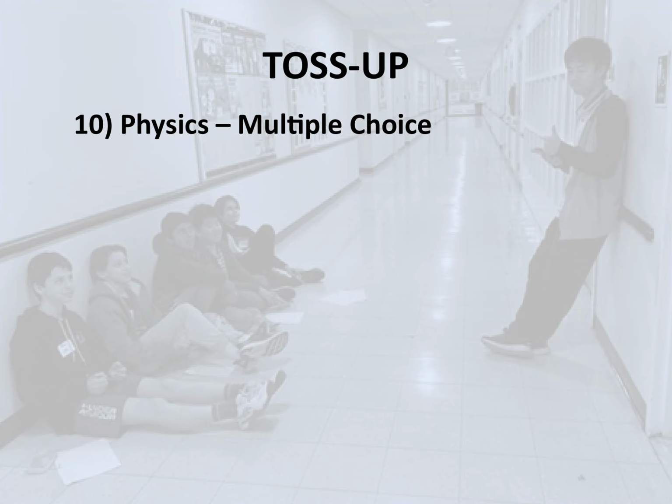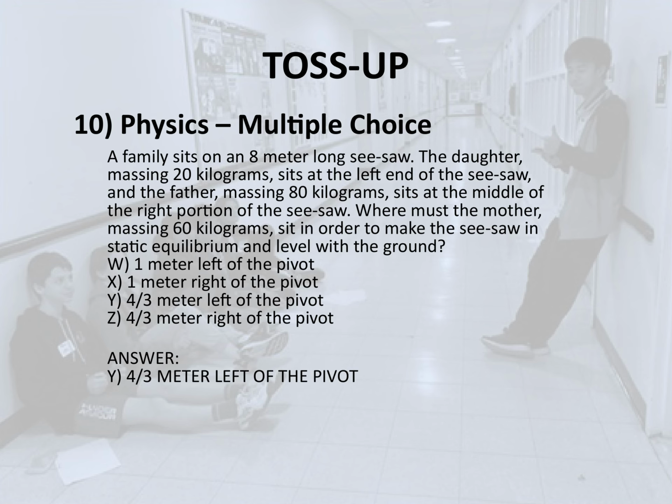Toss-up 10. Physics, multiple choice. A family sits on an 8-meter-long seesaw. The daughter, massing 20 kilograms, sits at the left end of the seesaw, and the father, massing 80 kilograms, sits at the middle of the right portion of the seesaw. Where must the mother, massing 60 kilograms, sit in order to make the seesaw in static equilibrium and level with the ground? W. 1 meter left of the pivot. X. 1 meter right of the pivot. Y. 4/3 meter left of the pivot. Z. 4/3 meter right of the pivot. Answer: Y. 4/3 meter left of the pivot.